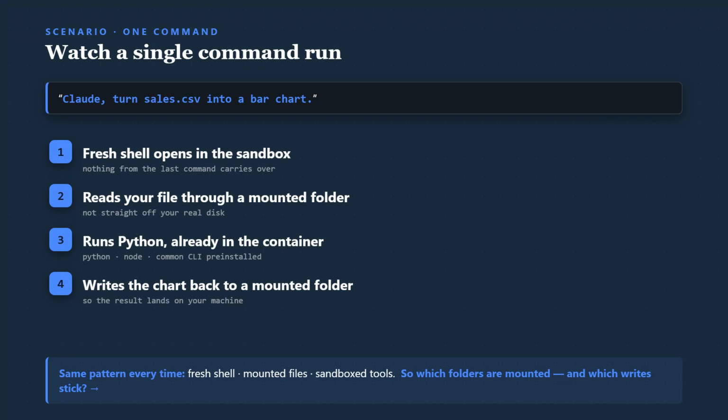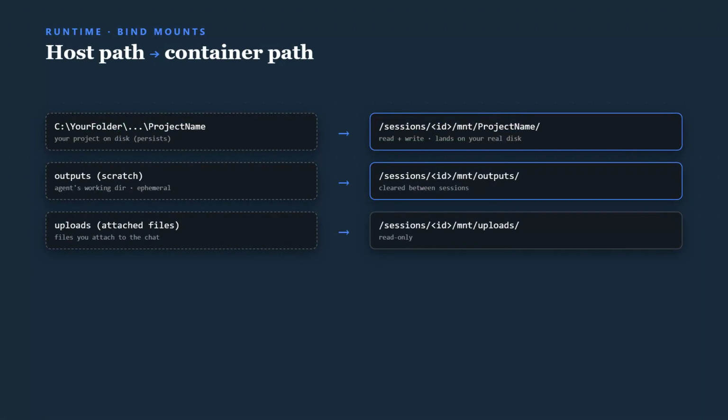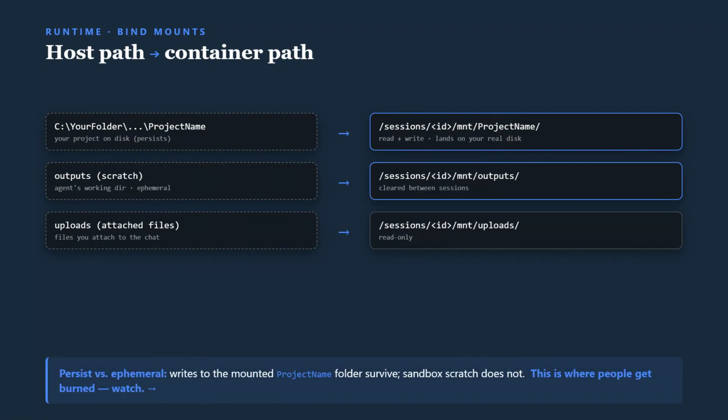Now, which folders are mounted, and which writes actually stick? Your real folders reach the container through bind mounts under a per-session path. Three of them matter. Your project folder, read and write, and those writes land on your real disk. The outputs, or scratch directory, the agent's workspace, but ephemeral, cleared between sessions. And uploads, the files you attach, read-only. So a file you'd open as your project name, foo.txt, the agent reaches at the mounted /mnt path. The rule that trips people up: project writes persist, scratch writes don't. And that one rule causes the single most common mistake.